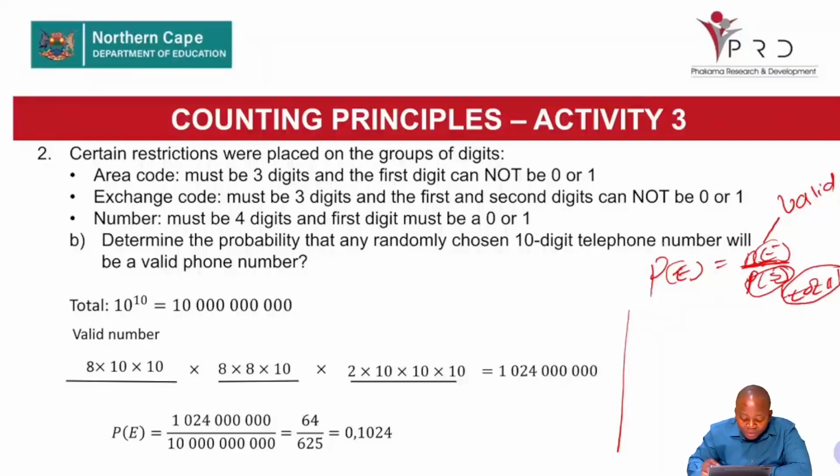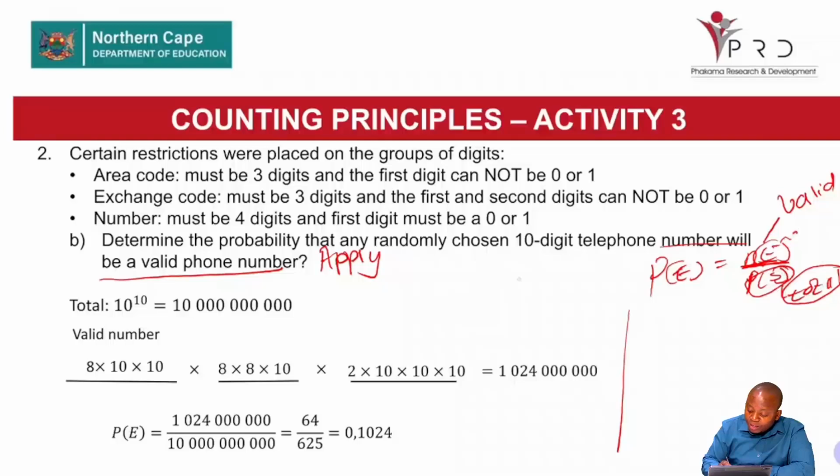But for it to be valid, we apply those restrictions we have. So valid is the restrictions being applicable, and total is just no restriction. So total is everywhere that we can arrange these numbers. To arrange all of them, it is 10 numbers, it's just 10 to the power 10.